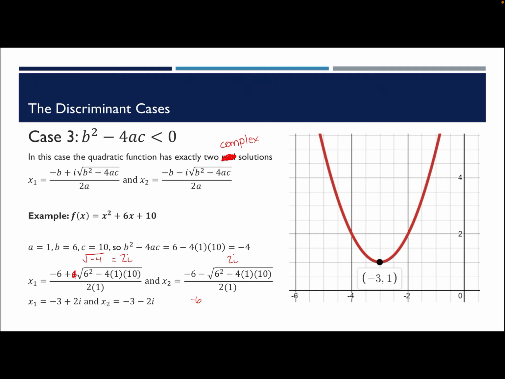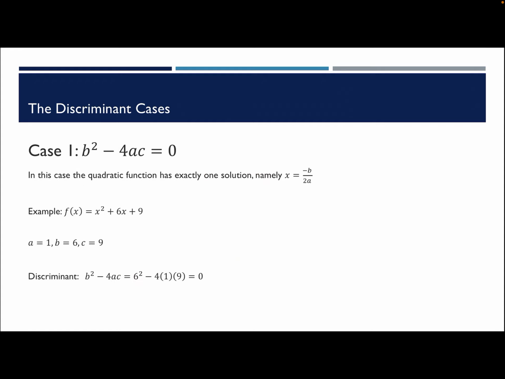So what we actually have is negative 6 plus 2i divided by 2 and negative 6 minus 2i divided by 2. So our two solutions are negative 3 plus i and negative 3 minus i. Did not need the 2. My apologies. So negative 3 plus i and negative 3 minus i are your two complex solutions.